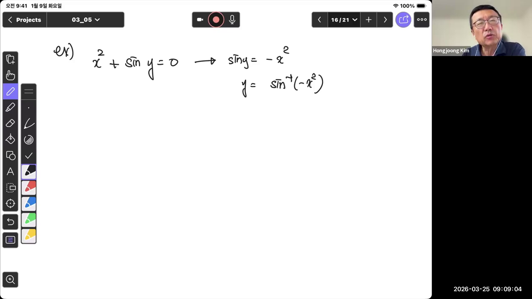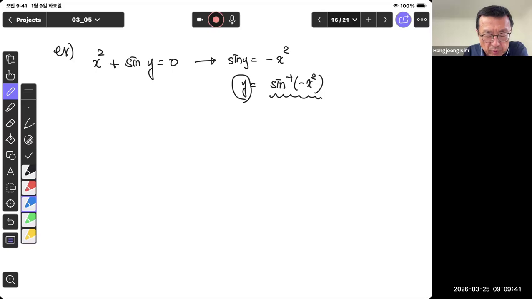If you want, you can use this expression and then differentiate this y. But we didn't study how to differentiate the inverse function of the trigonometric function yet, right? So at this point, we do not know how to handle the derivative of this y. So deriving the explicit form of y doesn't help at this point. What we can do is consider implicit differentiation.